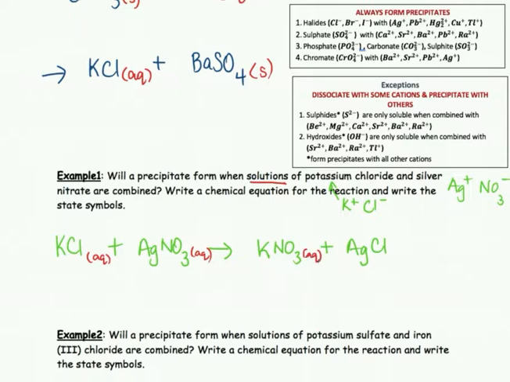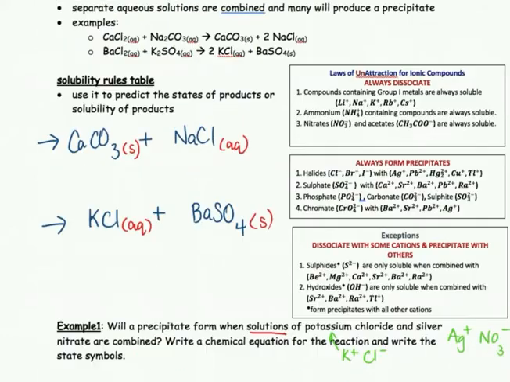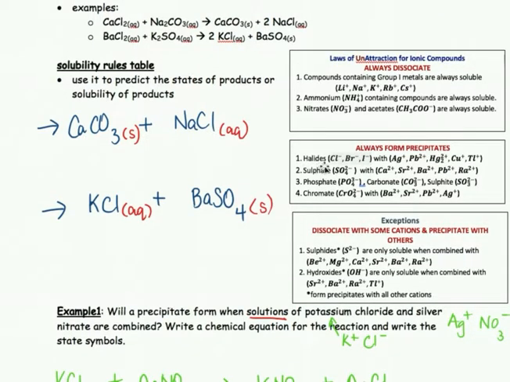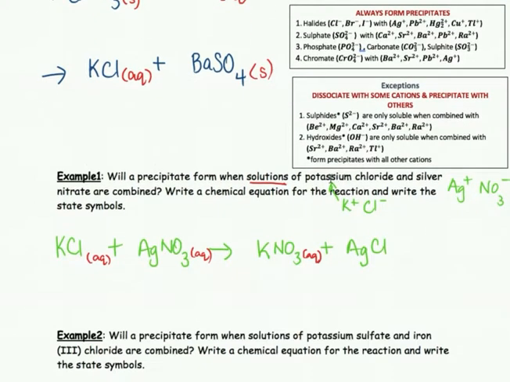All right, the next one is silver chloride. Again, you don't see silver up in the first box at all, so move to the next one, halides. We see chlorine here and silver. If these ever combine together, they form a precipitate. So you're going to write solid. And you're good to go.